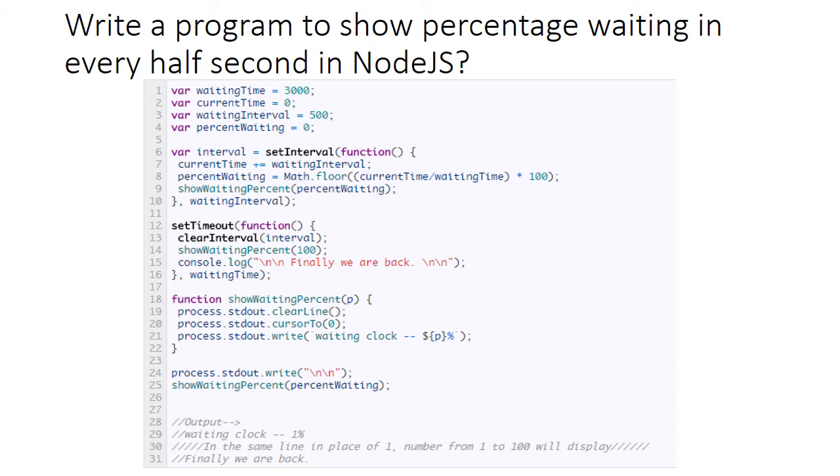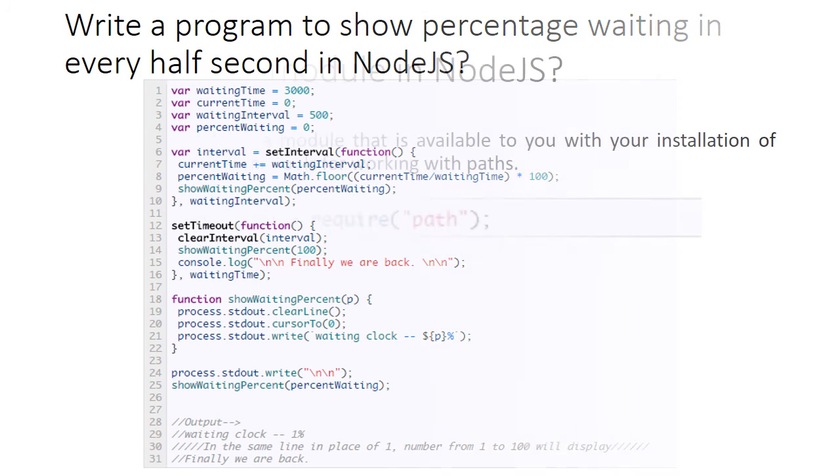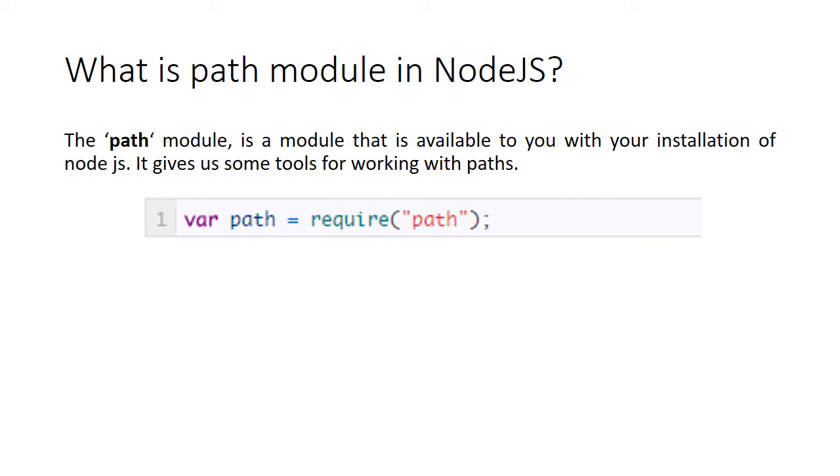Next question. Write a program to show percentage waiting every half second in Node.js. Use the clearLine, cursorTo, setInterval, clearInterval, and setTimeout functions to accomplish this task. Please save and execute the below code to have a look at the output.